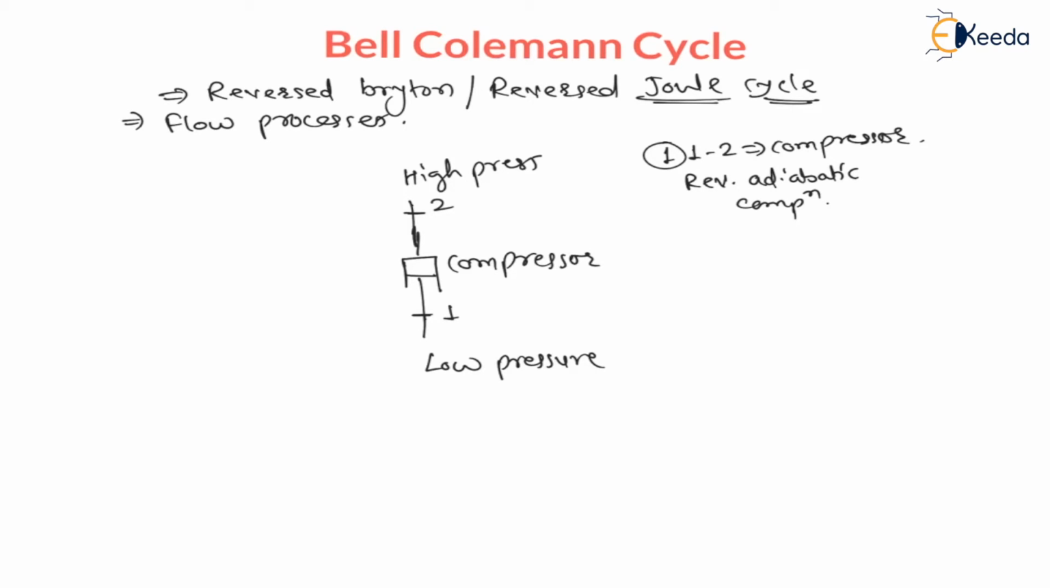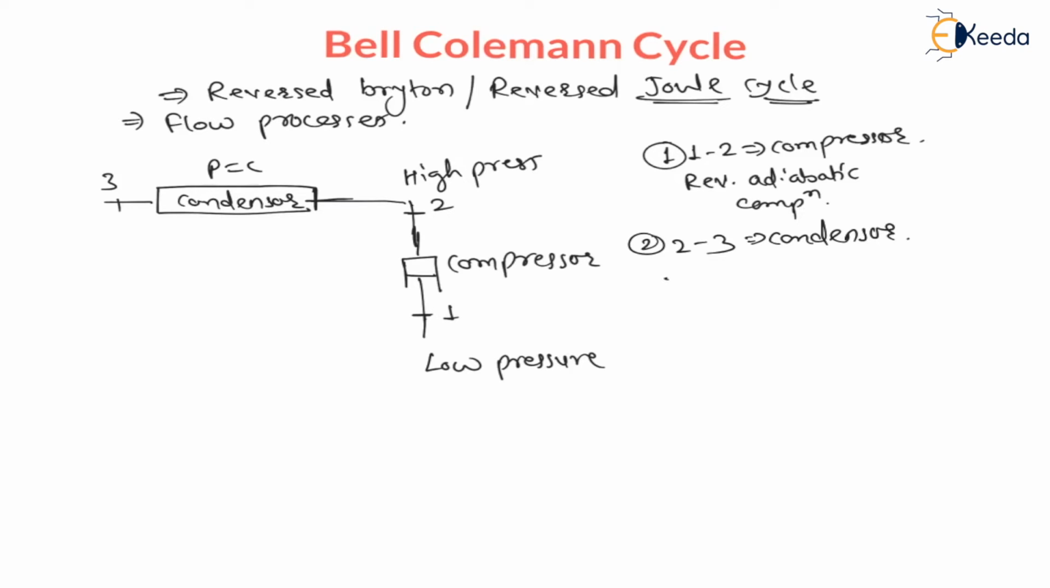Now after the compressor there will be a condenser. Once the compression is done, the temperature will increase. A condenser is a constant pressure process, a heat removing device at constant pressure. The condenser will reject heat at constant pressure, therefore this higher pressure will remain constant. The condenser is connected to the high pressure side, and process 2 to 3 is the condenser, which means constant pressure heat rejection.